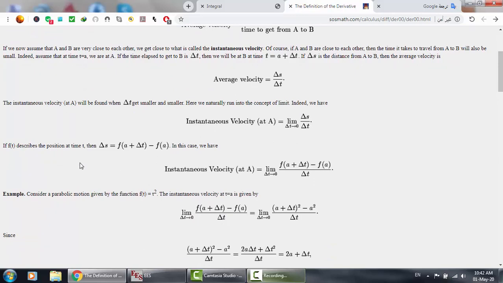So if s(t) describes the position at time t, then delta s will be the final position minus the initial position. The final position is at time a plus delta t. You have an initial time a, and then you add delta t, so you reach the second point, minus the initial point. So this makes sense. So the instantaneous velocity at a will be the limit as delta t tends to 0 of delta s, using this formula, divided by delta t.